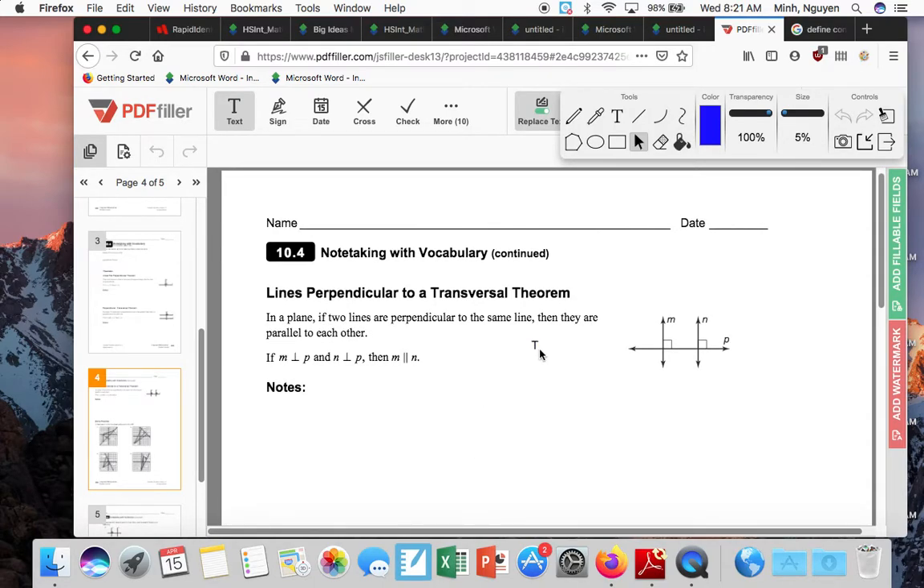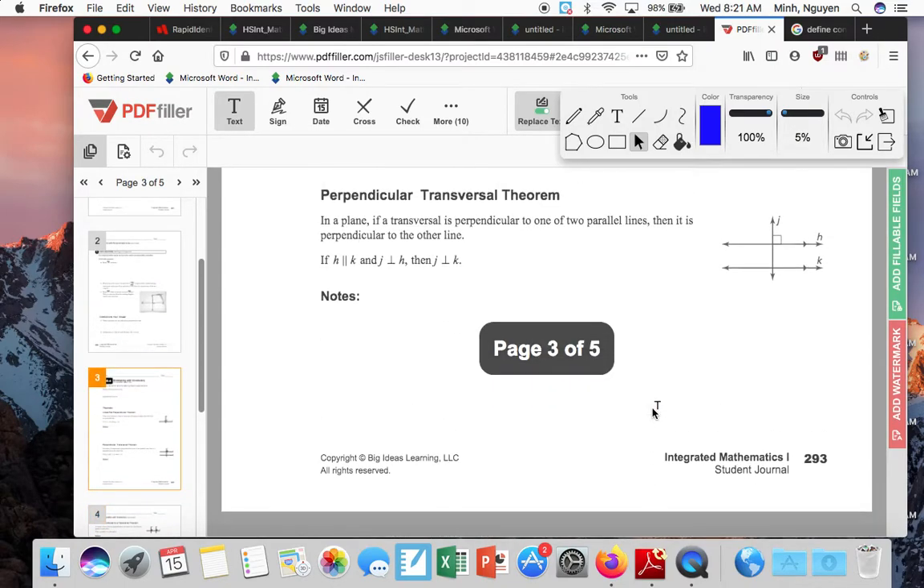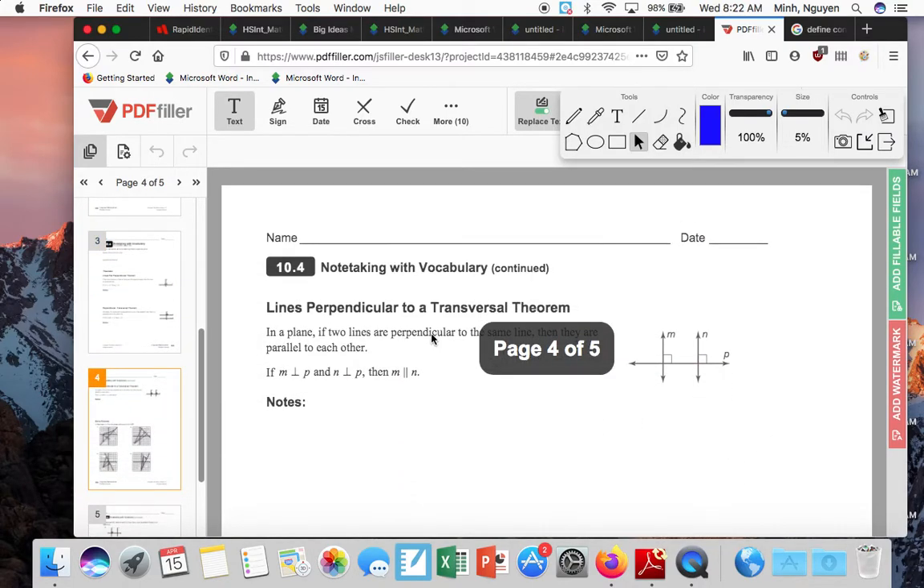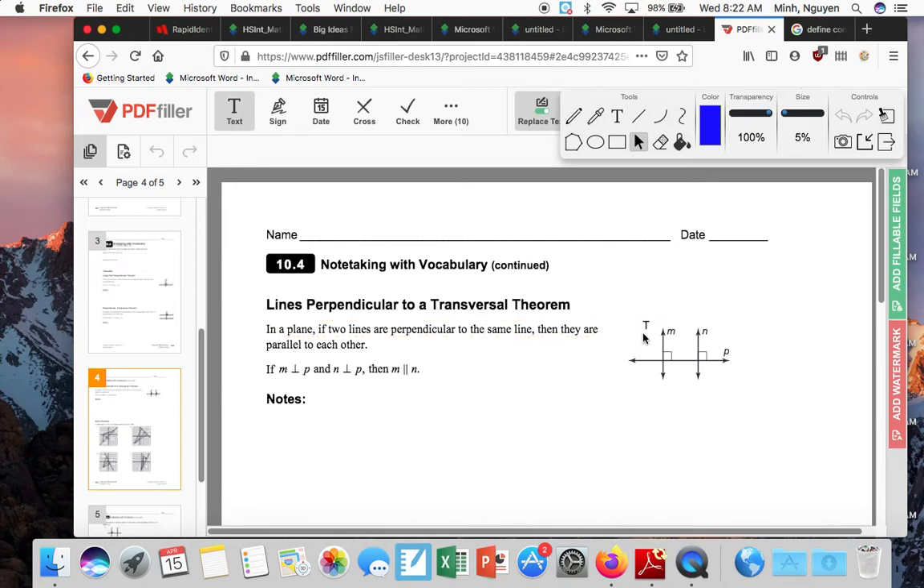In a plane, if two lines are perpendicular to the same line, then they are parallel to each other. So this was the perpendicular transversal theorem: if a transversal is perpendicular to one line, then it is also perpendicular to the parallel line. This is the other way around. Lines perpendicular to a transversal theorem: if I have two lines that are perpendicular to a third line, this transversal right here, then they are parallel to each other.